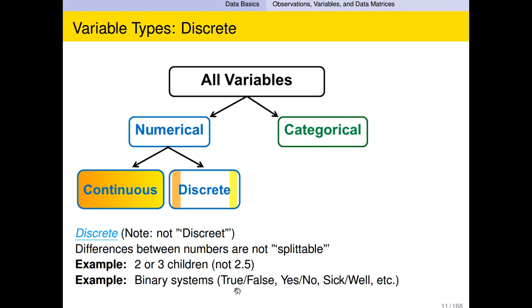There are a lot of binary systems. Any time you can recode some observation as yes or no, true or false, has it or doesn't have it, suddenly you have a discrete numerical system. There are a lot of examples of measurement systems that are discrete, but if you redefine them slightly, they could become continuous. So sometimes there's some fluid room to move between them, and like many things in statistics, the way you approach it depends on your assumptions and the way you choose to conceptualize things. But yeah, continuous versus discrete.